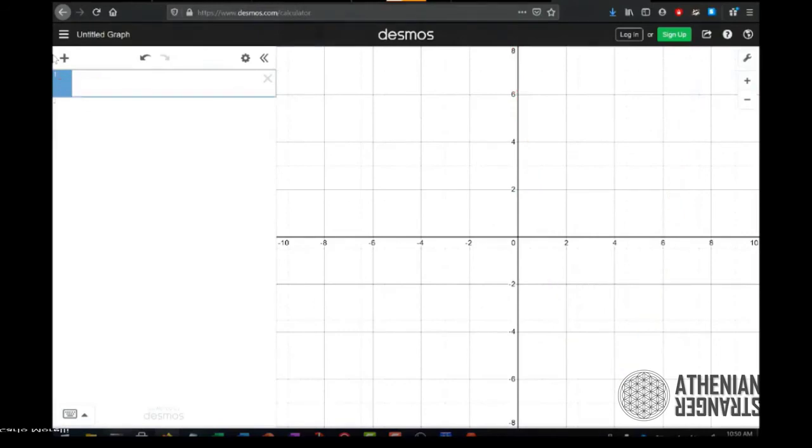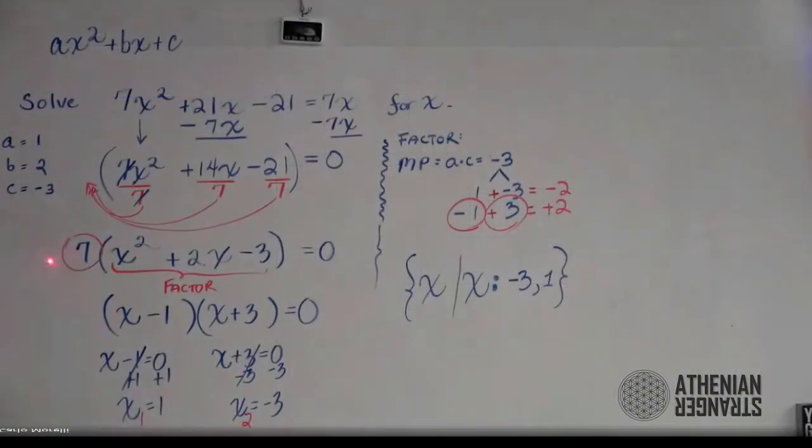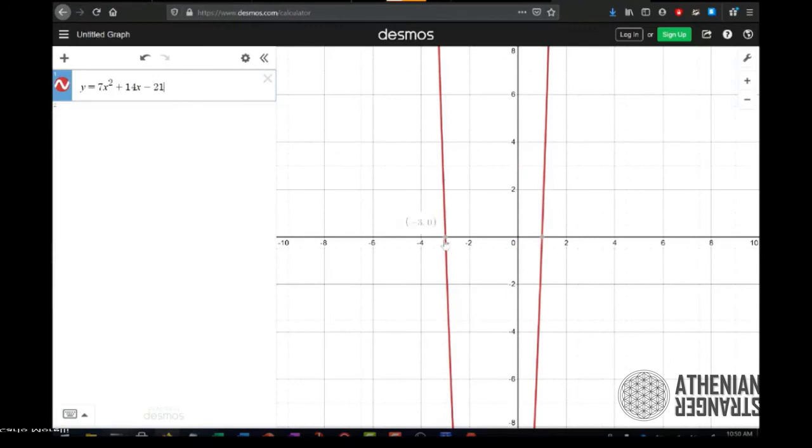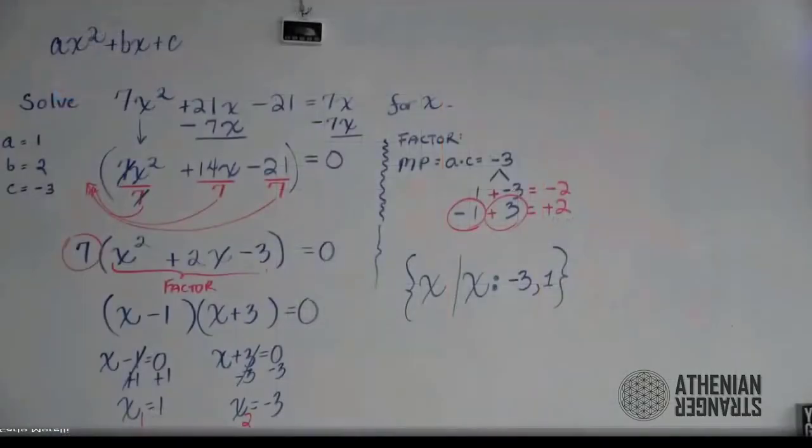Here's a mistake that I don't want you to make. The equation you're going to plug into Desmos is this equation right here. You're going to write y equals 7x squared plus 14x minus 21. And we see our first solution is negative 3 and our second solution is positive 1, which matches exactly. Now you see why we wrote them in order too, because that's how they appear on the graph in order.